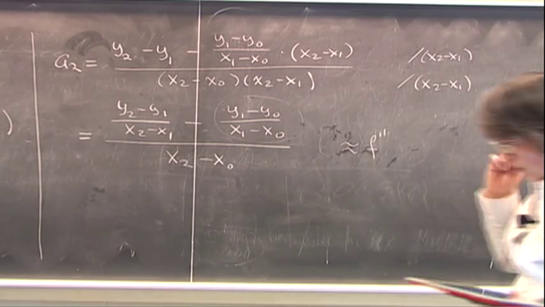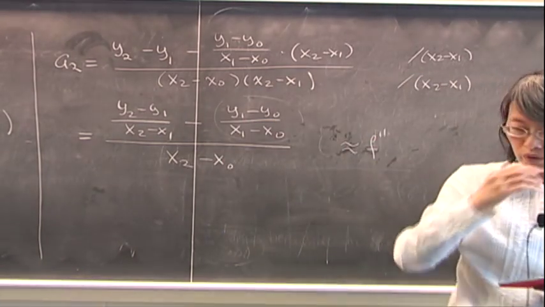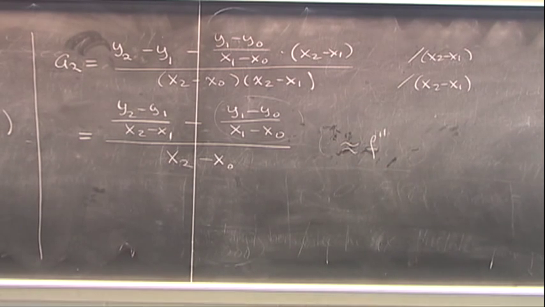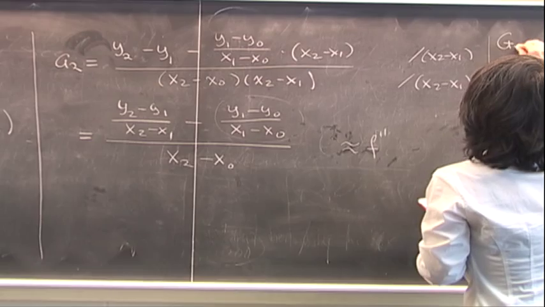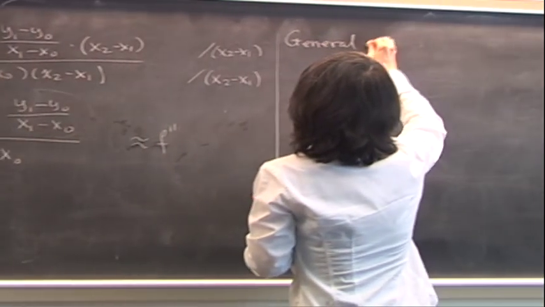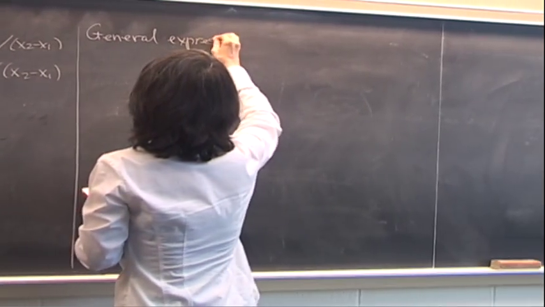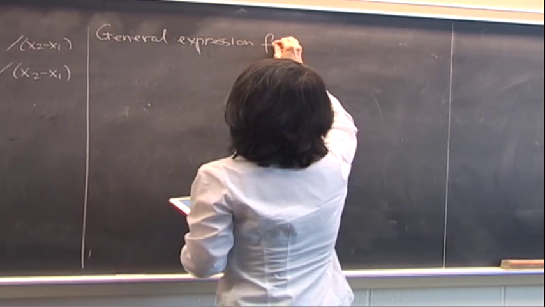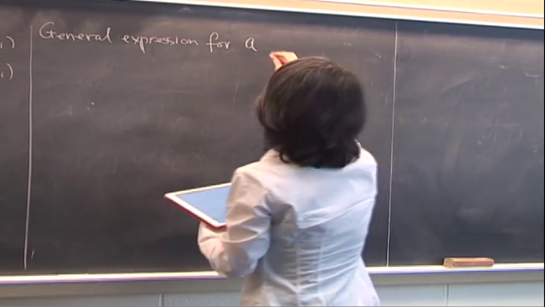Okay, so with this observation in hand, we are thinking, okay, if I do one more layer, if I go and find A3, it will be some approximation to the third derivative, and so on and so forth. Okay, so hopefully I have convinced you of that fact, and now we go to the general step. Okay, so general expression for Ak.